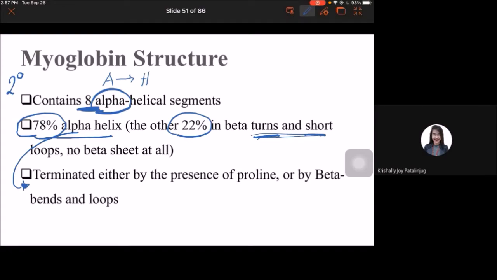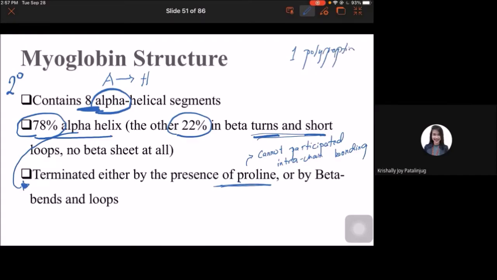So please take note that the alpha helical structure of myoglobin will be terminated or destructed in the presence of proline. Kasi 'di ba, proline cannot participate in hydrogen bonding, particularly intrachain hydrogen bonding. And remember, isa lang yung polypeptide chain ng myoglobin, and that consists of 153 amino acids. So kapag nag-fold yan, intra-chain hydrogen bonding yung mangyayari kasi isang chain lang naman yan.